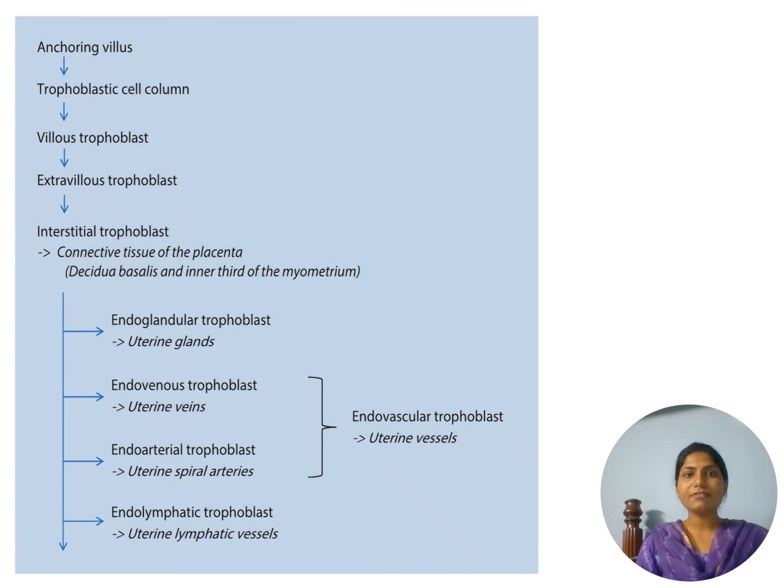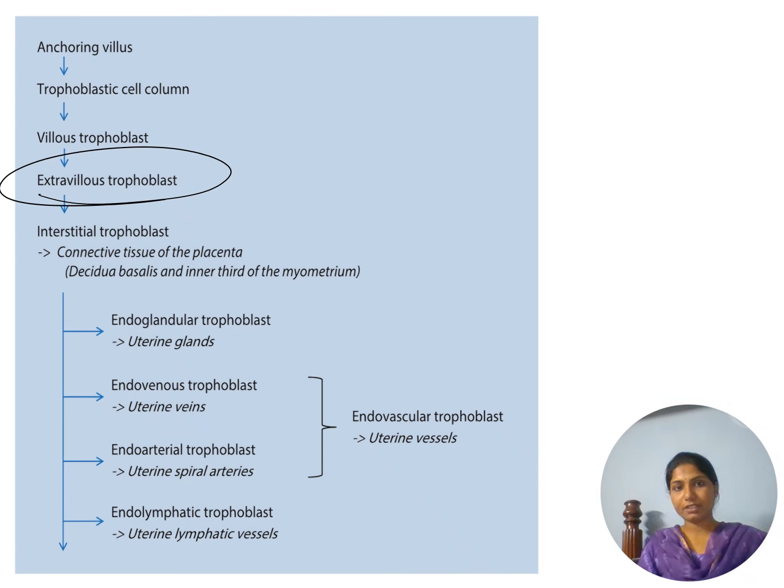So lastly, we have to talk something about the extravillous trophoblast. So this trophoblast is not only participating in the formation of villi, but there are also some trophoblasts which are functioning outside the villus formation. So this characteristic feature is the formation of extravillous trophoblast. So these are very important for the development of maternal and fetal circulation.